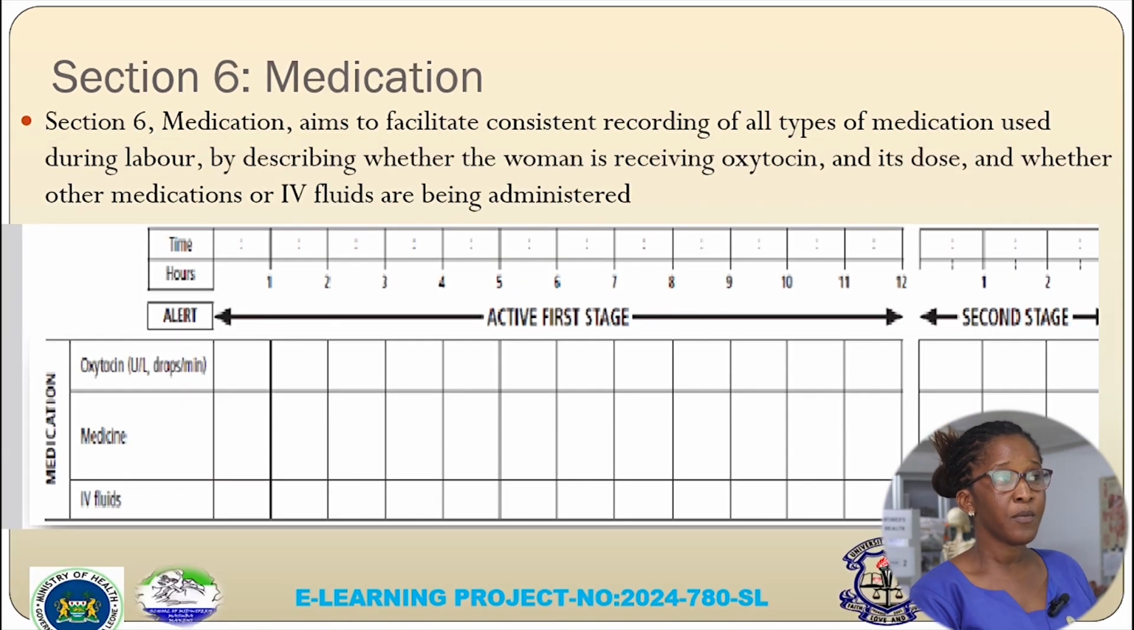Section 6 of the labor care guide talks about medication. This section will record all types of medication used during labor by describing whether the woman is receiving oxytocin. When we say oxytocin, remember, it's not evident that we must always give oxytocin. You may use carbetocin, heat-stable carbetocin. You may have used misoprostol. So all of these are oxytocin drugs. You can still record under it the dosage, how many milligrams, how many micrograms, and whether other medications like IV fluid are being administered.